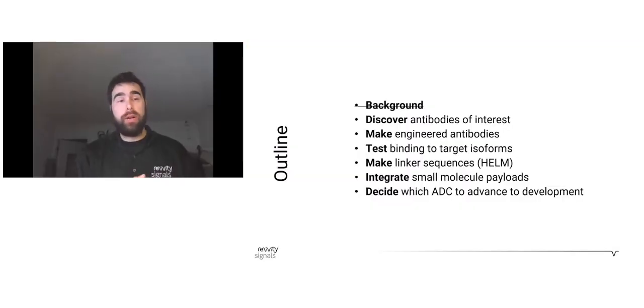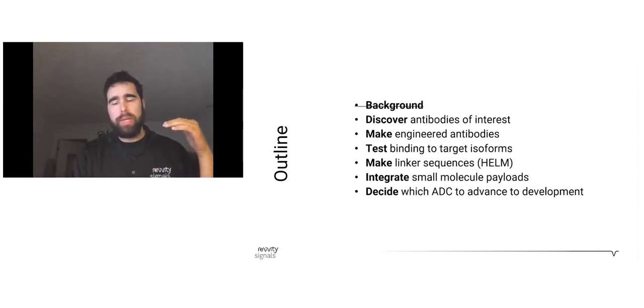Okay, so here's our outline. We already talked about the background. We'll first discuss the discovery of antibodies of interest, the engineering team creating linkers and payloads of interest, conjugating and tracking binding and linker development via Helm. We'll integrate, and you'll see combining the 3 major components for testing for cell killing assays and other assays. And then finally ending with the full team to decide which antibodies we are going to promote.